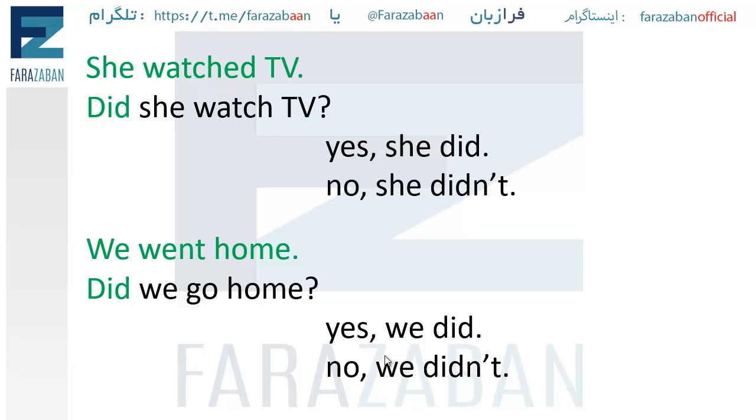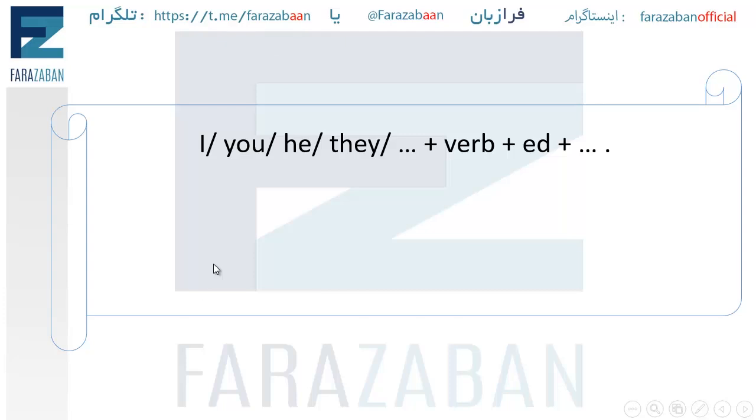There is an example with an irregular verb. We went home. Did we go home? Yes, we did. No, we didn't. When did comes, our verb comes in its root form: go. Okay? The structures. Let's go to the structure.